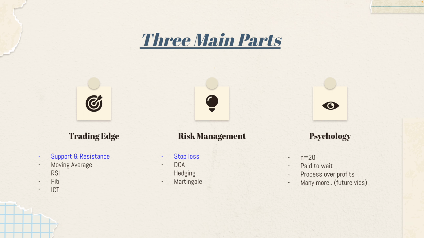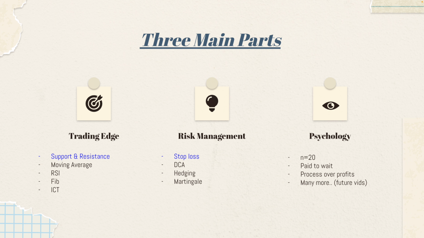I believe that there are three main parts to having a consistently profitable trading approach, and all three need to work together in order for it to work. The first is having a trading edge, the second is having a proper risk structure, and the third is psychology, which is developing the mental skills that are needed to be successful in a trading environment.